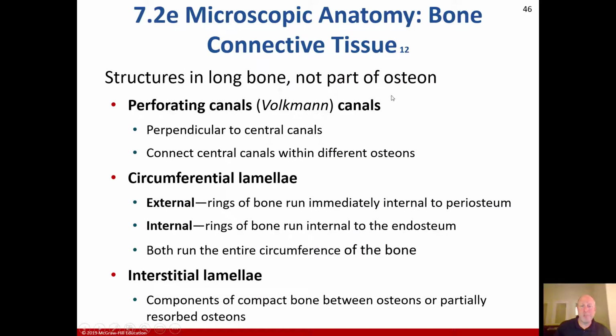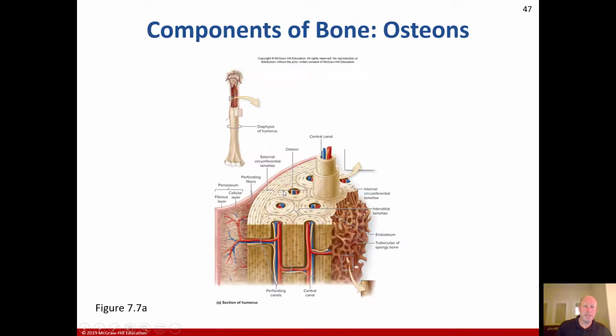Structures in the long bone that are not part of the osteon are these perforating canals, the Volkmann canals. Perpendicular to the central canals, they connect the central canals within different osteons. You have circumferential lamellae. The external, the rings of the bone run immediately internal to the periosteum. The internal, the rings of the bone run internal to the endosteum, and both run the entire circumference of that bone. The interstitial lamellae are the components of the compact bone between the osteons or partially resorbed osteons.